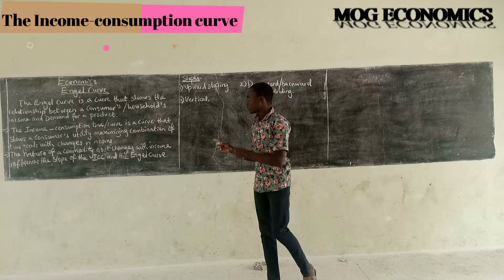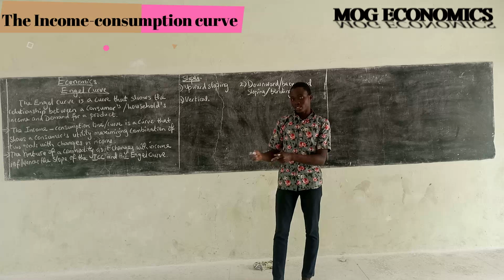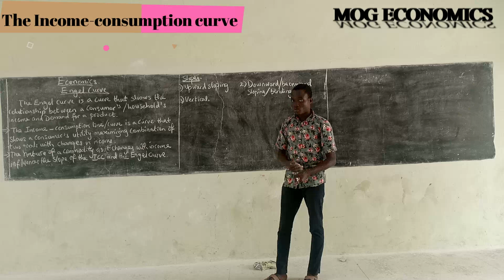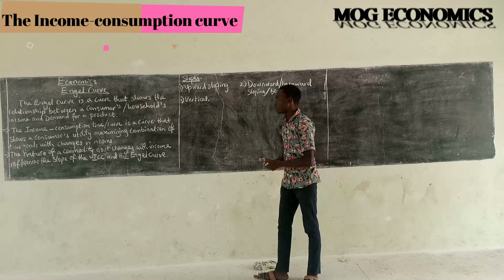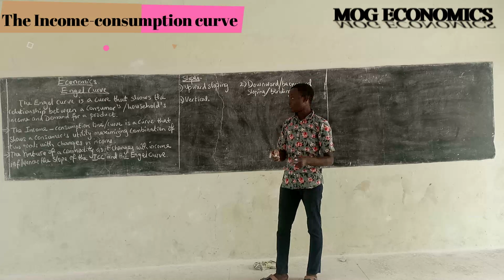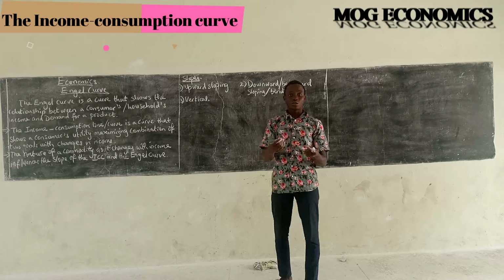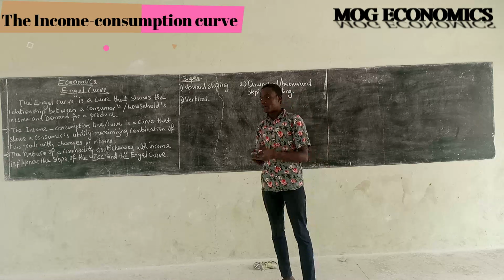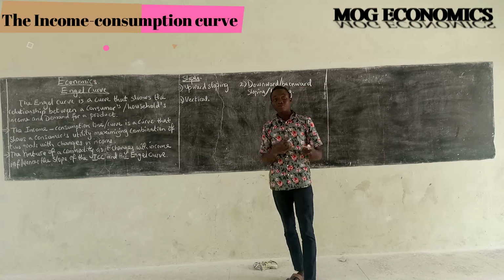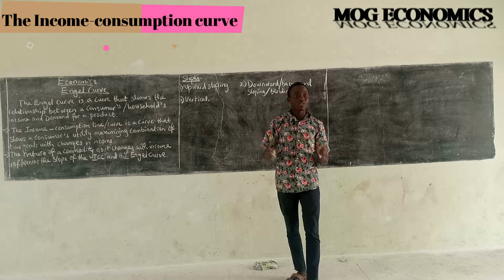Now there's something I should also talk about, which is the slope of the income consumption line as well as the Engel curve. The nature of a commodity as it changes with income influences the slope of the income consumption curve, denoted as ICC, and the Engel curve. As a consumer alters his demand for that particular product arising from a change in income, this is going to affect the slope of the ICC and so on and so forth.